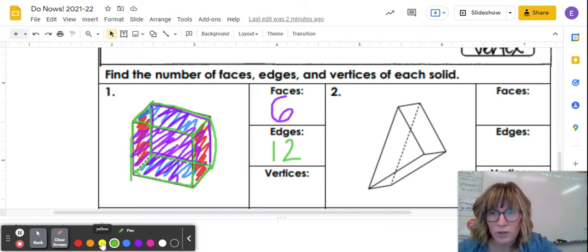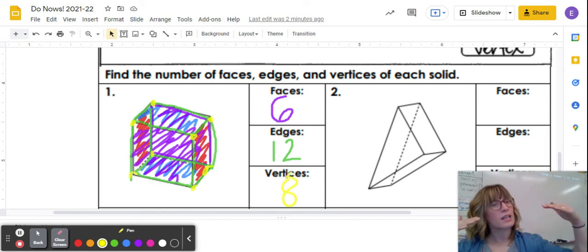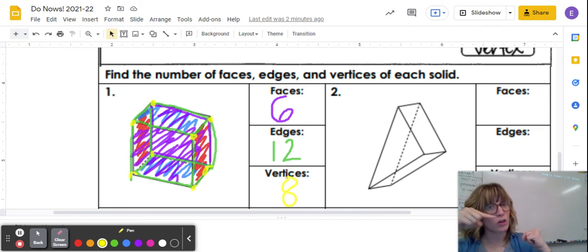And the vertices. The vertices is a fancy word for corner. So where do those edges meet? Well, we have 1 meeting, 2, 3, 4. And then down here we have 5, 6, 7, 8. So we have 8 spots where those edges come together and meet at a corner.